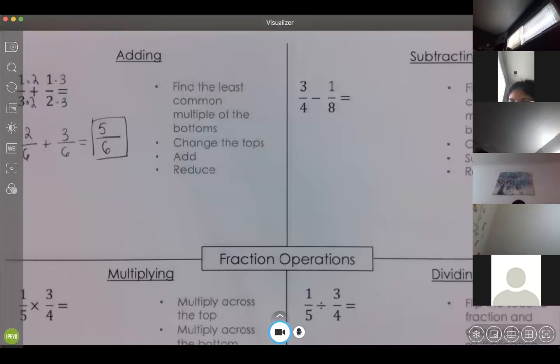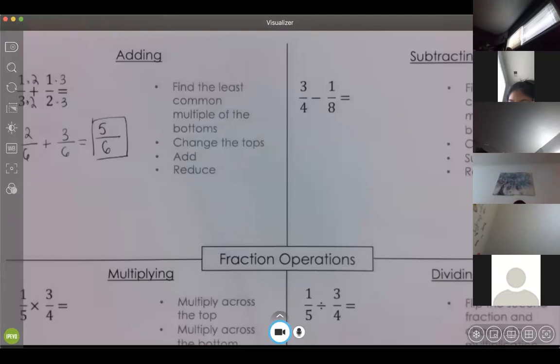Is it 4? 8 can't be, or sorry, 4 can't be divided by 8. It's the smallest number that you can divide by 4 and divide by 8 evenly. Because 4 divided by 8 is not even. Ugh, I don't know.